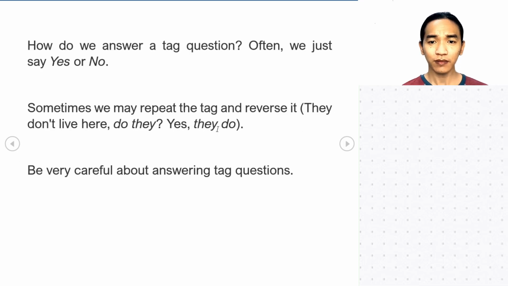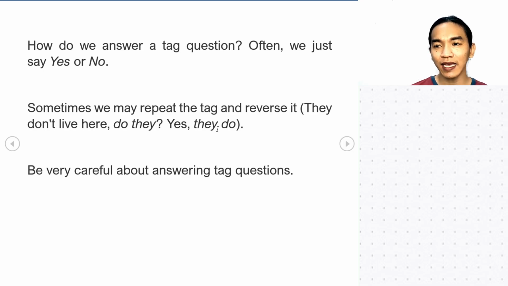Now, how do we answer a tag question? Often we just say yes or no. Since tag questions are actually yes or no questions, these are the common answers. Sometimes we may also repeat the tag and reverse it. For example, they don't live here, do they? You say, yes, they do. They don't live here, do they? Oh, yes, they do.